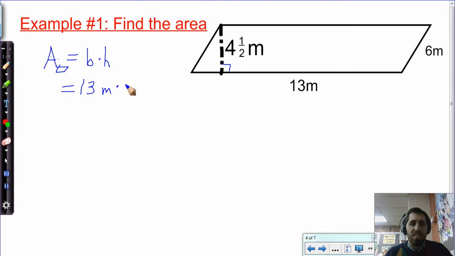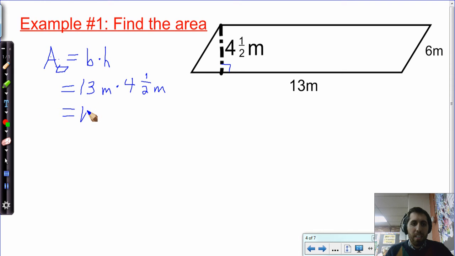And then our height is 4.5 meters. And you might be saying, well, what about that 6 meters? That is not the base because the perpendicular isn't coming at a right angle from it. And it's also not the height, it's a diagonal. So again, imagine taking this little triangle and putting it on the other side. Now we see why we have this rectangle.